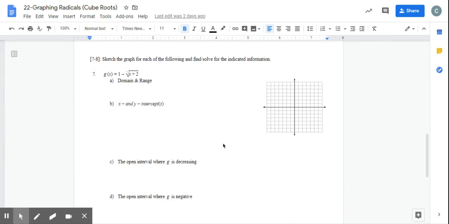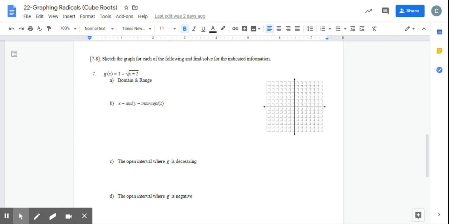If you scroll down, you will be doing this on a separate sheet of paper. Please title it Graphing Radicals, and in parentheses put cube roots, so we know we're on that one, making sure we know what you're turning into me today. So for sketching the graph of each of the following, find and solve for the indicated information again.